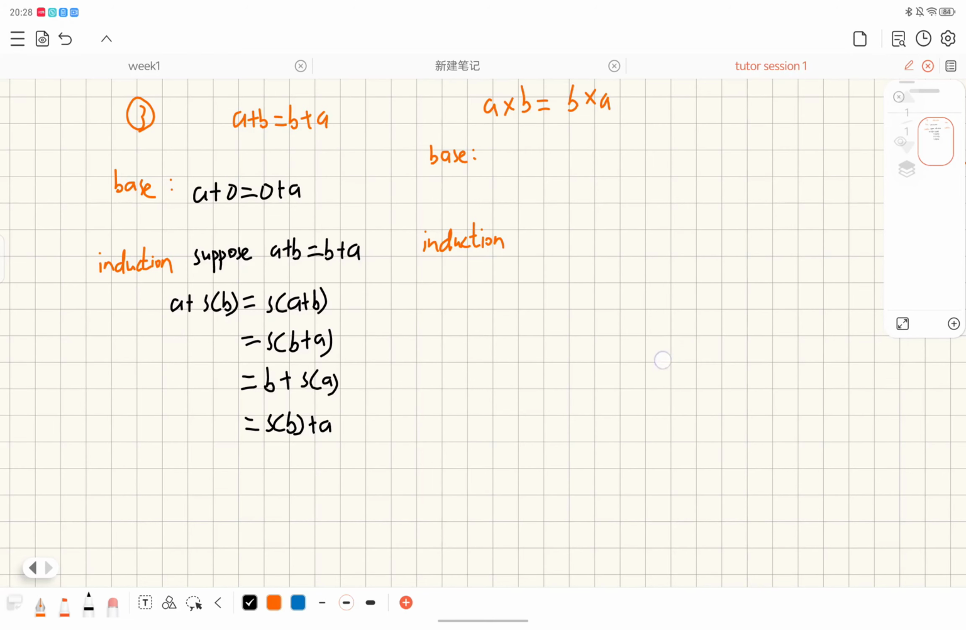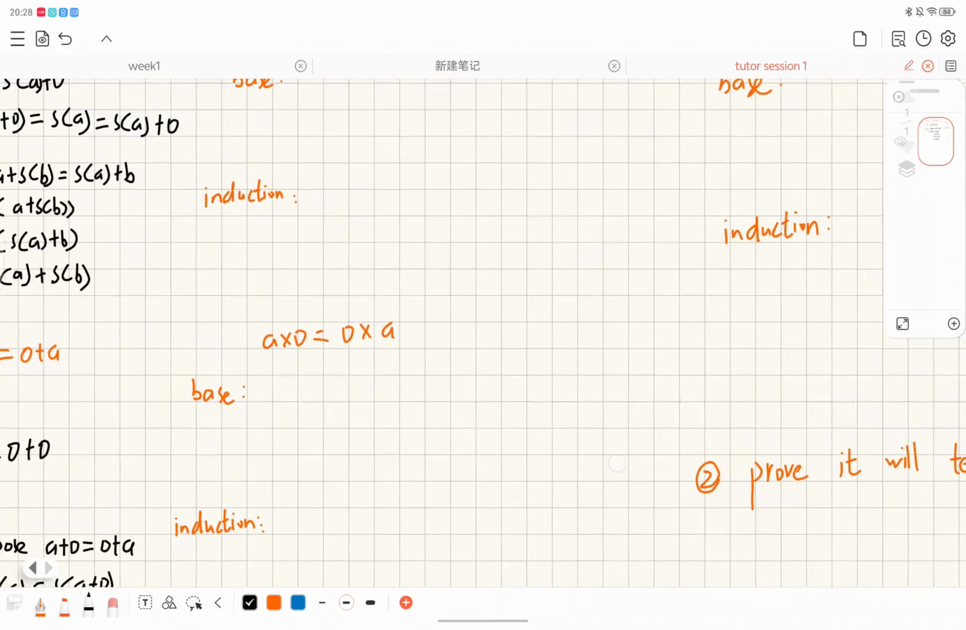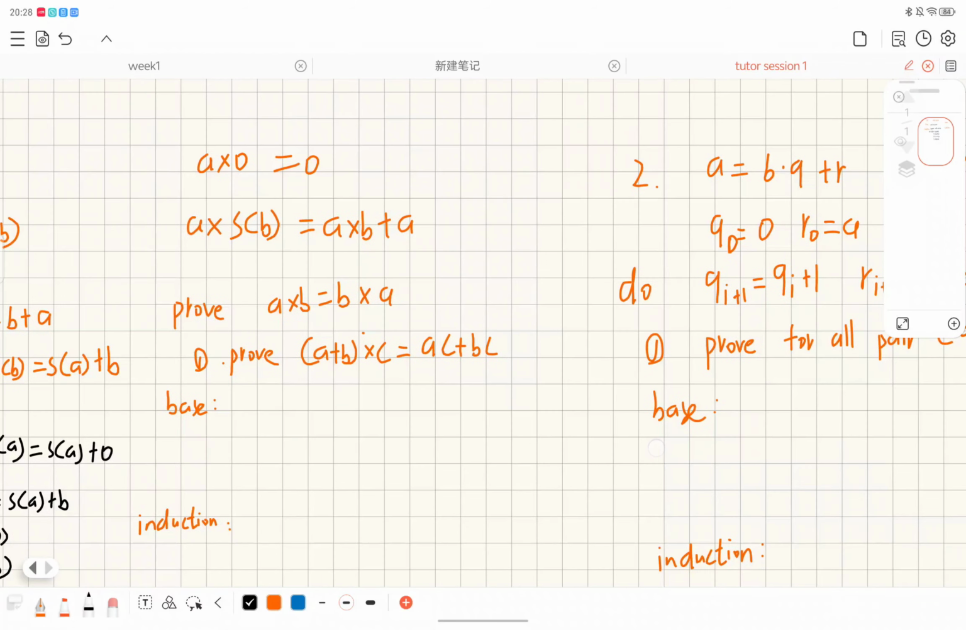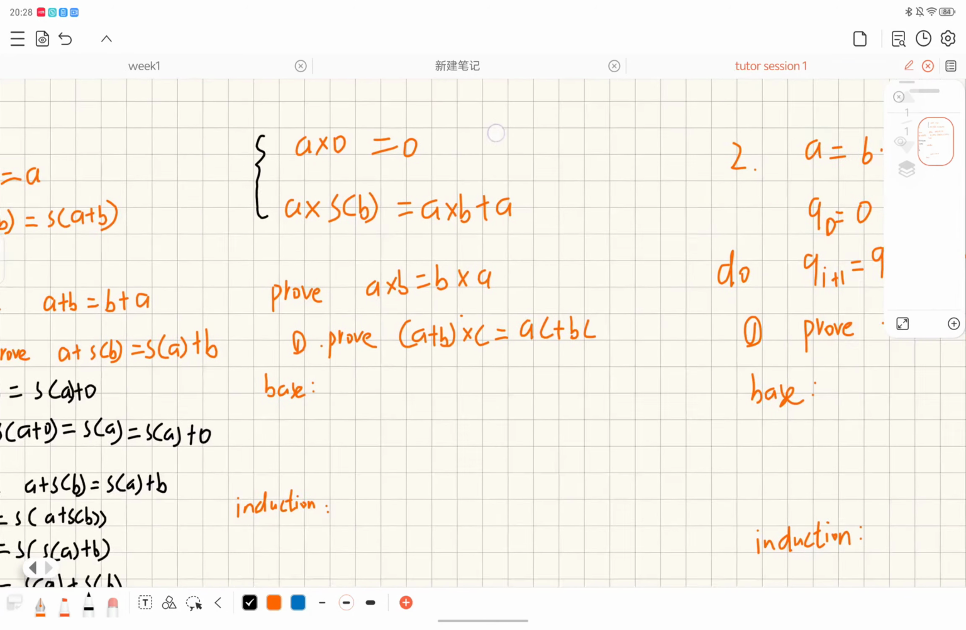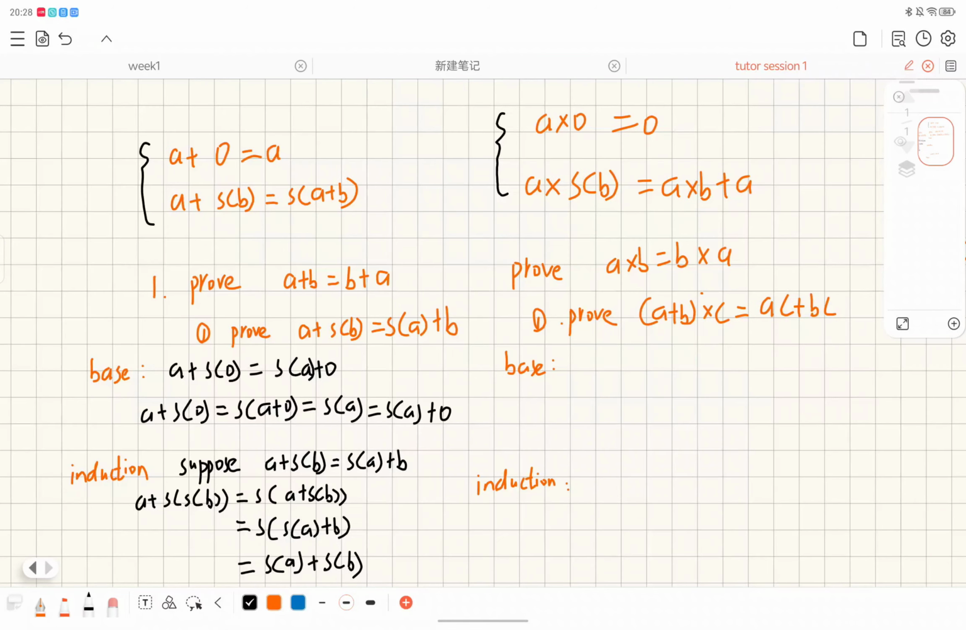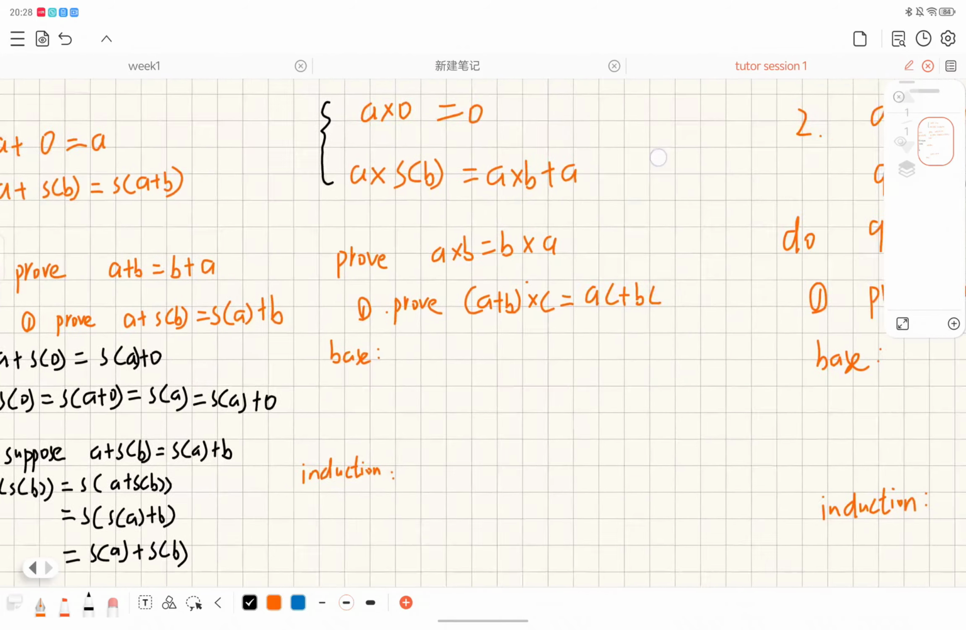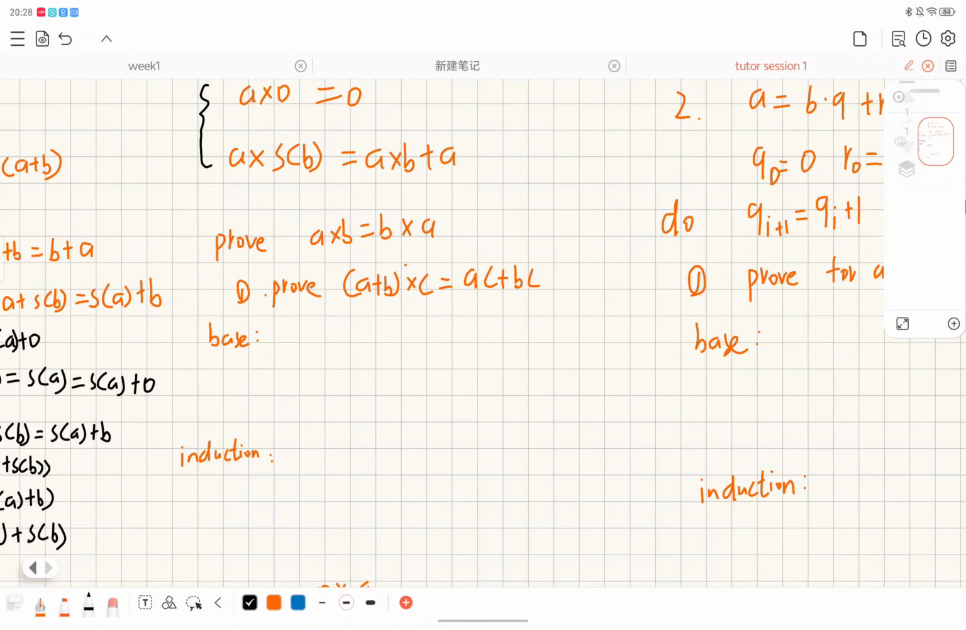Okay, let's go to the next part of this question. The next part is A times B equals B times A. Again, here is the definition of the multiplier we learned in class, and here are the only two things we can use. Of course, we can use everything we already proved here. So let's try to prove this.